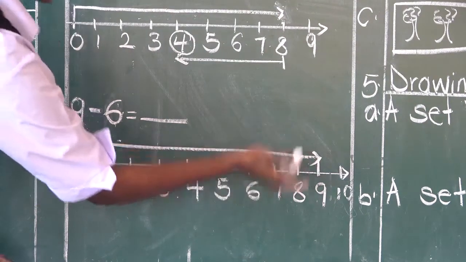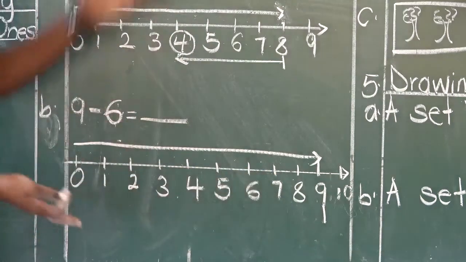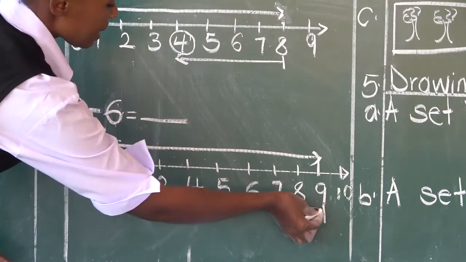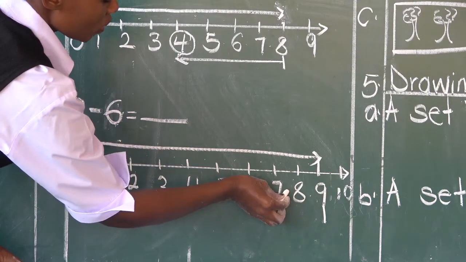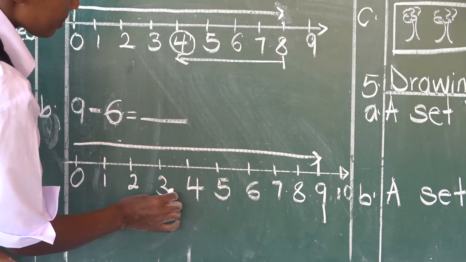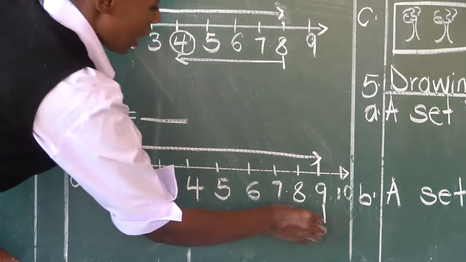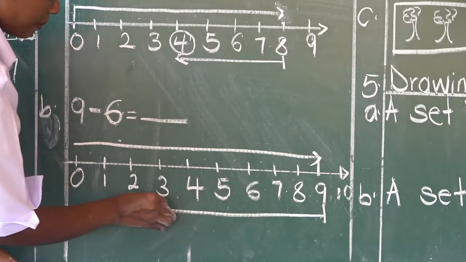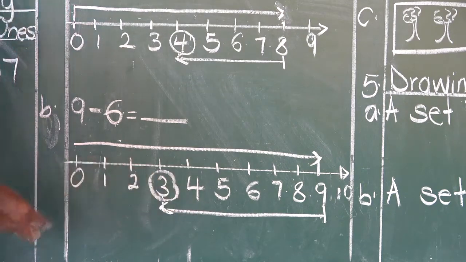When you are taking away, we are going to move backward, meaning that we are going to take away 6 from this. Now we are coming downwards, counting the 6 steps. 1, 2, 3, 4, 5, 6. Where there is number 3, that's where we are going to stop. Now let's draw our arrow up here. Now we are circling our number where you've stopped. Then you put it up. That will be the answer.